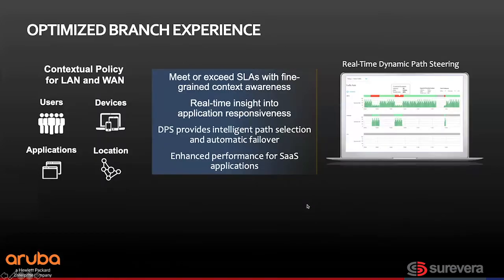Perfect. So optimized branch experience. So here's where we kind of take a look at, talk a little bit about dynamic path steering. We'll look at the contextual policy for WLAN and WAN. So this is where we're able to set SLAs, which is what we can do within the dynamic path steering. We can actually set SLAs to say, if we see jitter get beyond X, if we see latency get beyond X, we can now reroute our voice traffic over to a secondary link that has better quality of service, and make sure that the users there don't see a degradation.